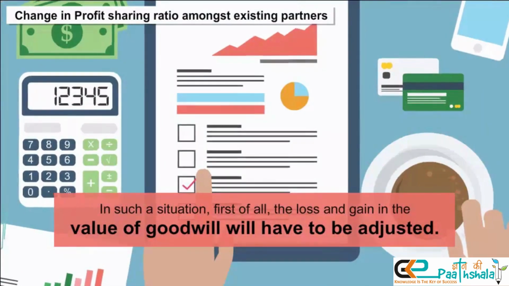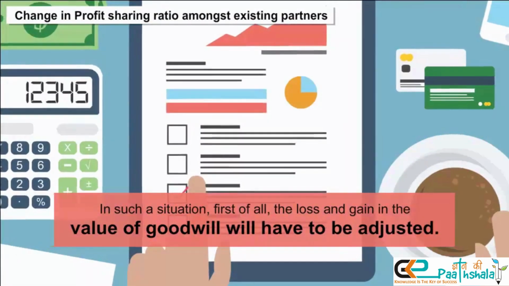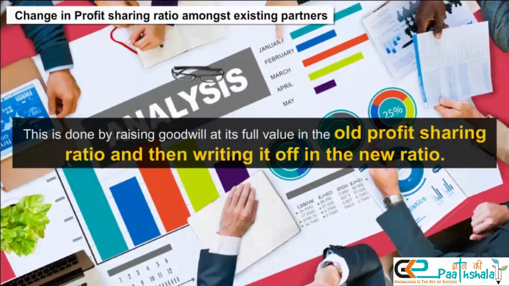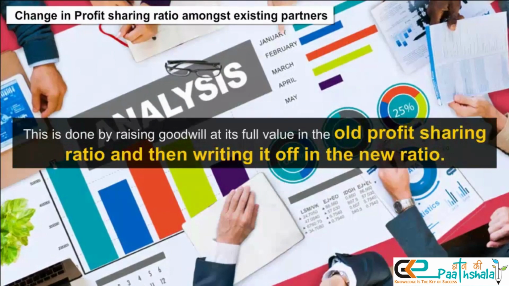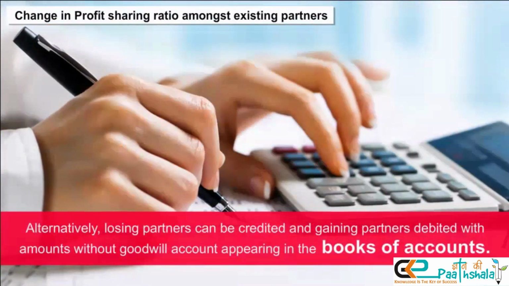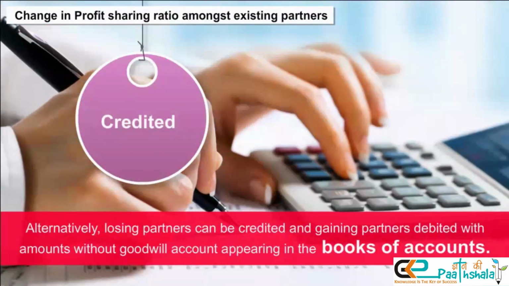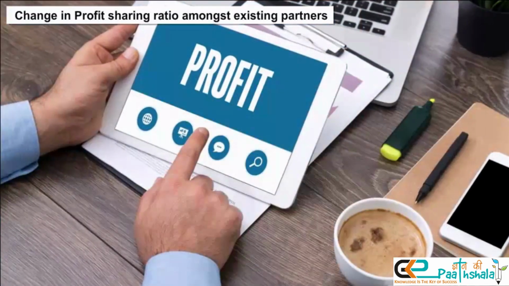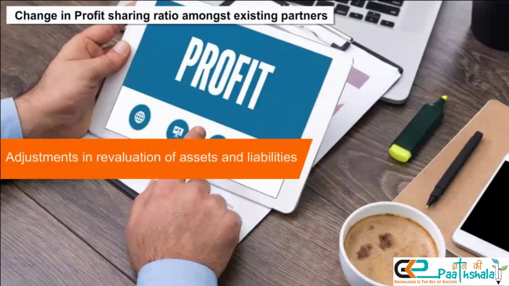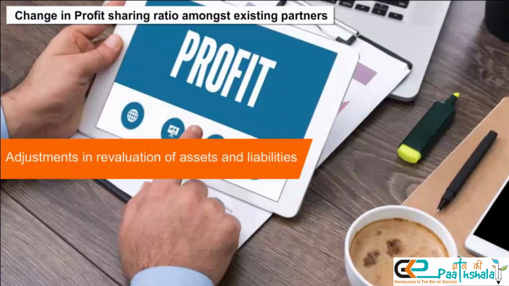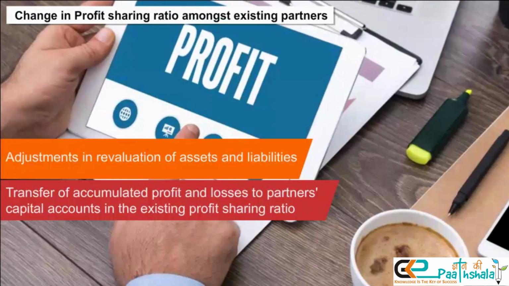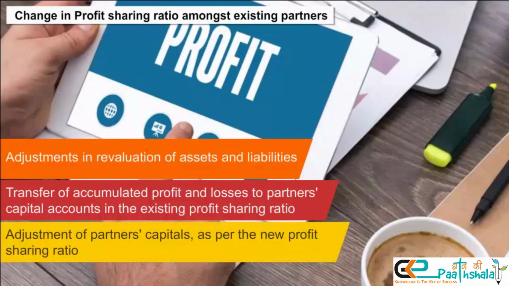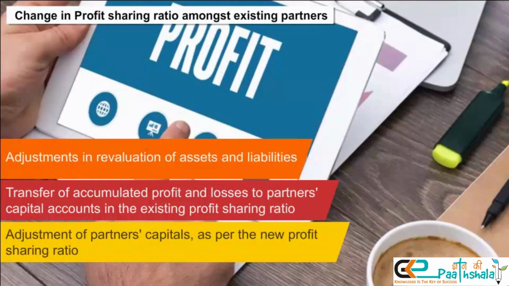In such a situation, first of all, the loss and gain in the value of goodwill will have to be adjusted. This is done by raising goodwill at its full value in the old profit-sharing ratio and then writing it off in the new ratio. Alternatively, losing partners can be credited and gaining partners debited with amounts without goodwill account appearing in the books of accounts. Any change in the profit-sharing ratio involves adjustments in revaluation of assets and liabilities, transfer of accumulated profits and losses to partners' capital accounts in the existing profit-sharing ratio, and adjustment of partners' capitals as per the new profit-sharing ratio.